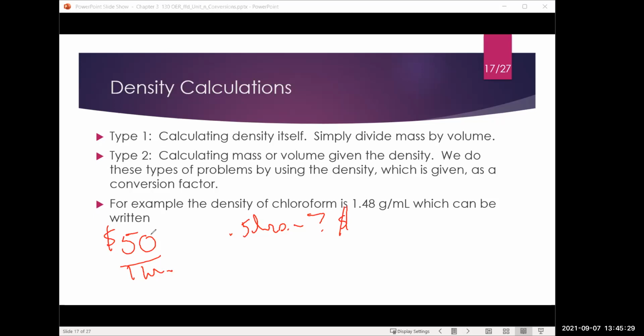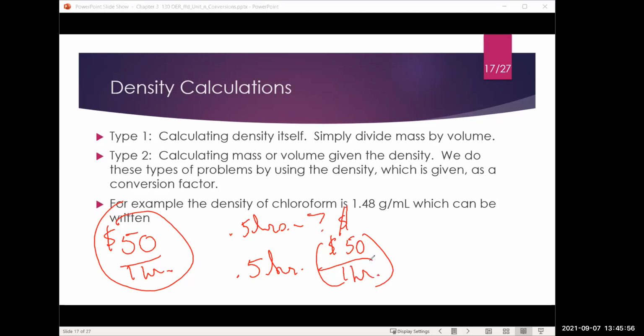Obviously, you can work it quickly in your head because you equate $50 per hour. Wouldn't that be $25? Well, let me set it up using the factor method. I have 0.5 hours, and there's my conversion factor. I want dollars on top per 1 hour, because I want hours to cancel. So this becomes $25. That's the factor label system, keeping track of your units.